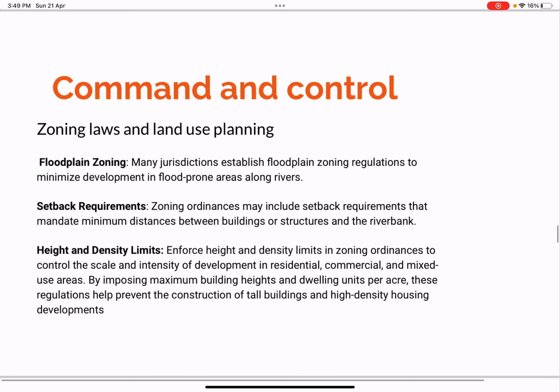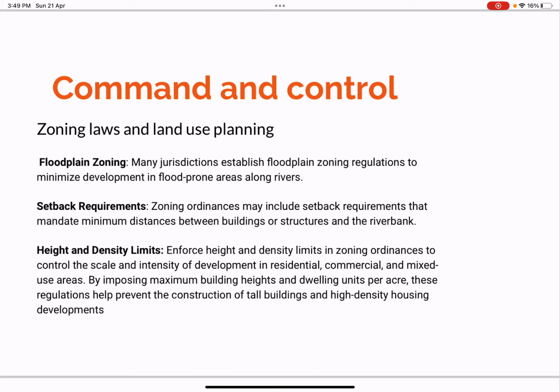So another examples, as I was saying, that there is a limit to the height and density in buildings, right? For residential, you cannot cross a particular height. For commercial, you cannot cross a particular density and height that way, right? So maximum building heights, or how many dwellings could be there per acre, all these regulations are helping preventing the construction of very tall buildings and very high density housing societies. Same thing goes in floodplain zoning, where in flood prone areas you cannot do lot of construction or development work, right?